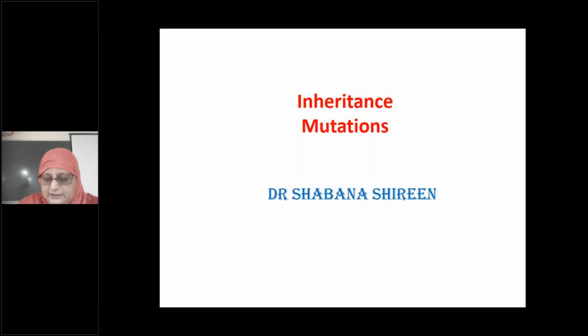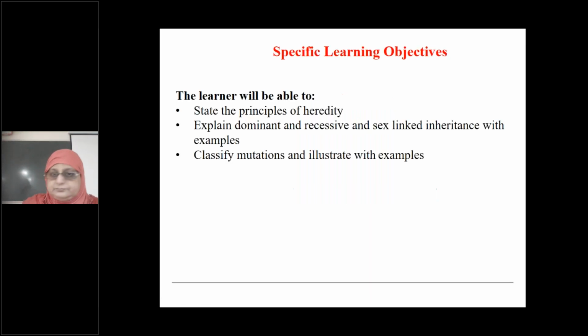Okay, today we'll start our class with inheritance and mutations. So learning objectives today will be the learner will be able to state the principles of heredity, explain the dominant and recessive and sex-linked inheritance with examples, and you should be able to classify the mutations and illustrate with examples.